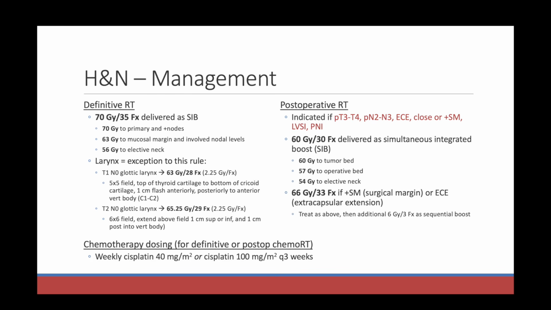If we are adding concurrent chemotherapy, and remember that's if they have a positive margin or extracapsular extension, then we also are typically boosting the area of positive margin or ECE to a dose of 66 gray. So you treat everything as above, but then you add a sequential 6 gray in 3 fractions just to the area where you're concerned about a positive margin or where you're concerned about ECE.